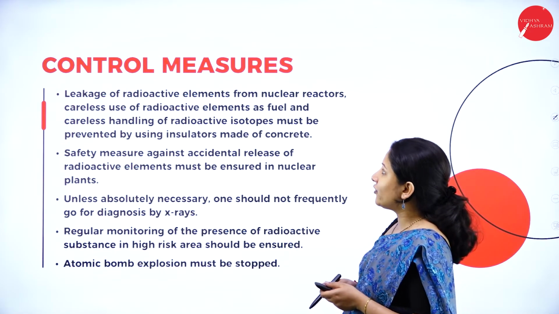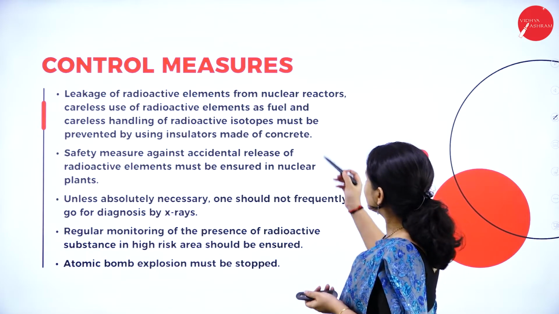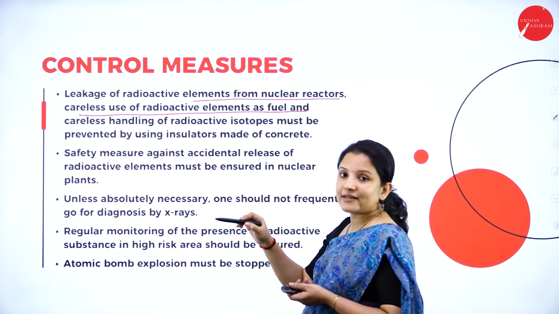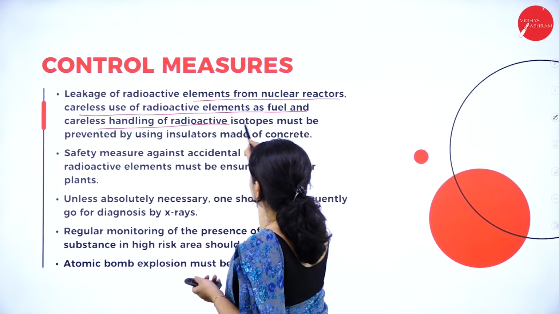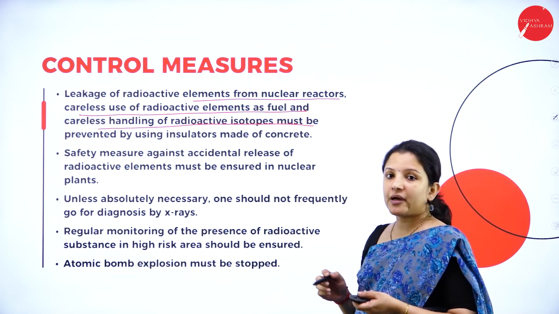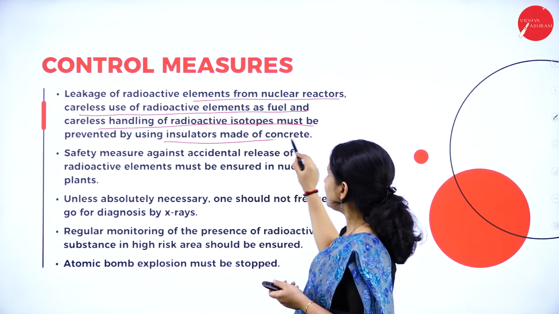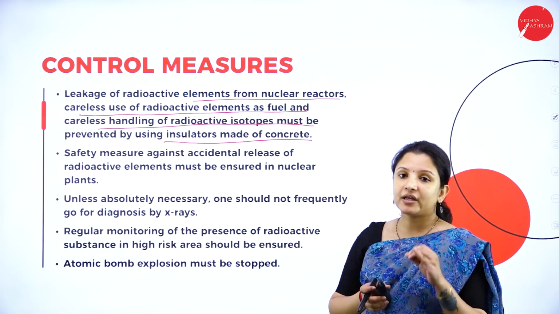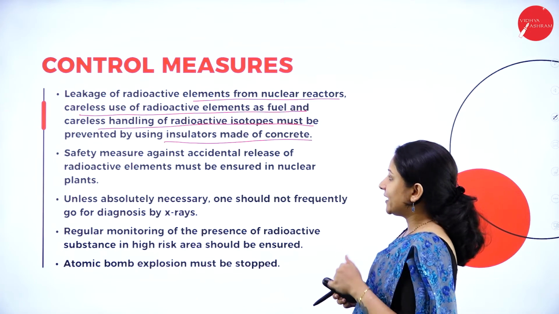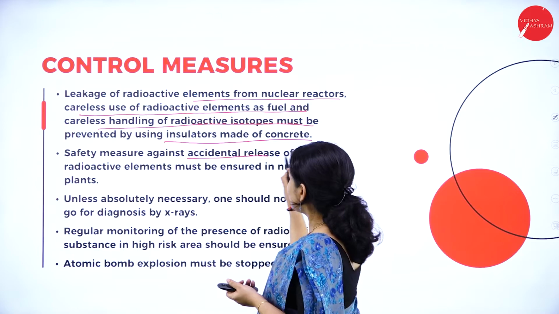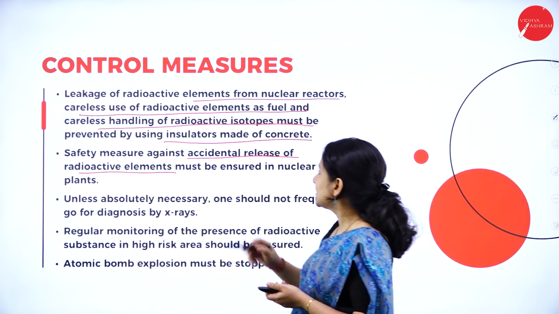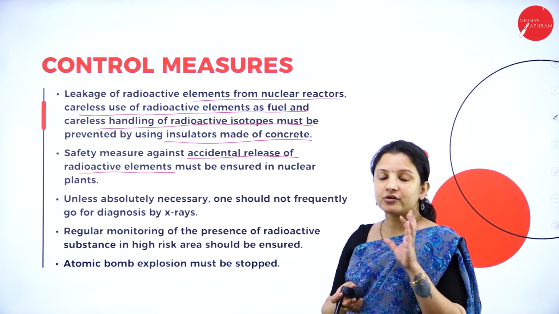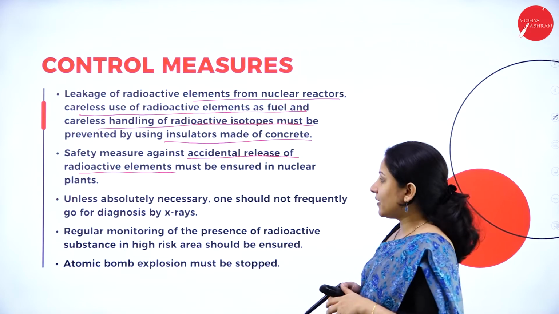Next, leakage of radioactive elements from nuclear reactors, careless use of radioactive elements as fuel and careless handling of radioactive isotopes must be prevented by using proper insulators made of concrete. So, while using radioactive substances, one must be very careful with it. And safety measures against accidental release of radioactive elements must be ensured, or they must make sure that accidental leaks should never happen in a nuclear power plant.